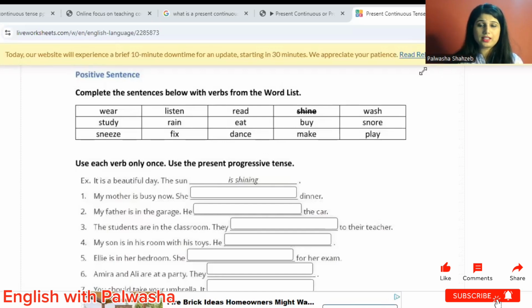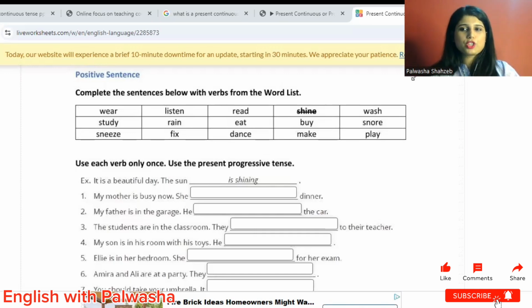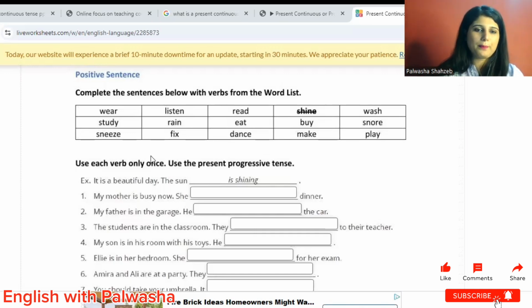So I thought to attempt this worksheet with you guys, so you're going to get enough help from this worksheet. You will be learning a lot, at least a few sentences I'm going to do with you. This is going to help you. So complete the sentences below with verbs from the word list. We have these sentences where listen, read, all the first form of the verbs, and it is a beautiful day. The sun is shining, right?